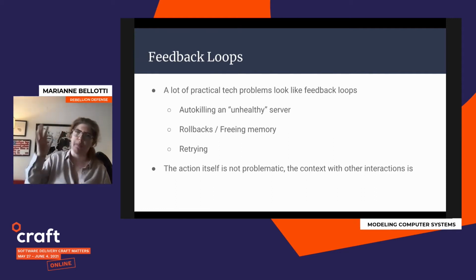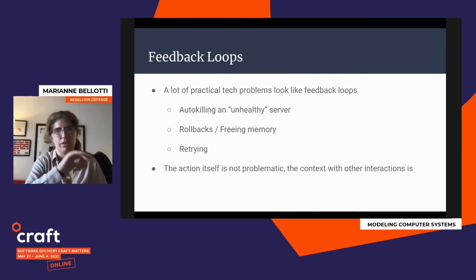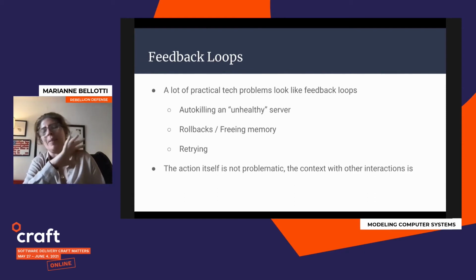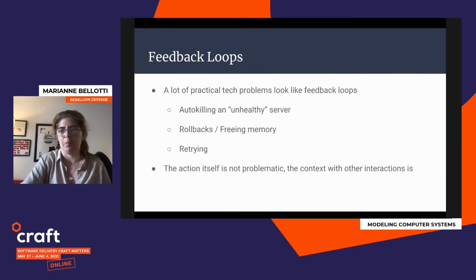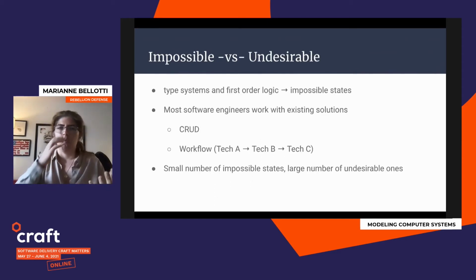And what's interesting about feedback loops versus the other problems is that the action itself is not problematic. We want load balancers to be able to kill unhealthy servers. We want to be able to roll things back. We want requests to be retried. But the context with other interactions is what the problem is. And so what's really important to understand about formal verification is the difference between an impossible state versus an undesirable state on a given system. And this is how I get people started.